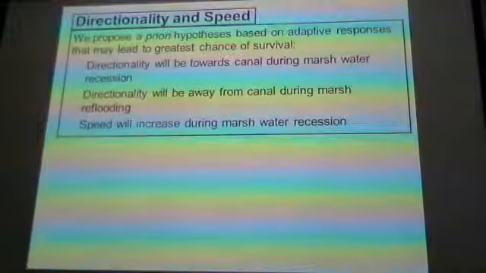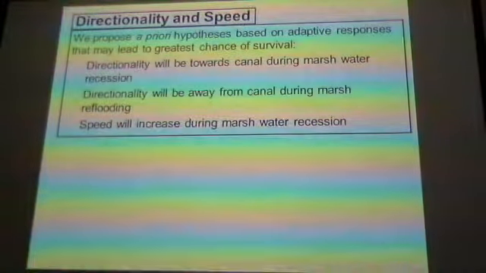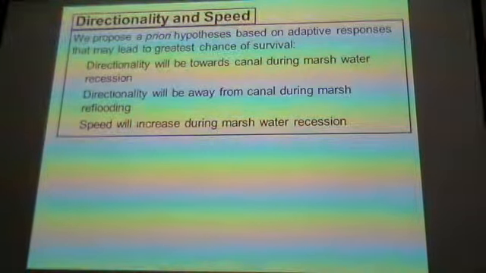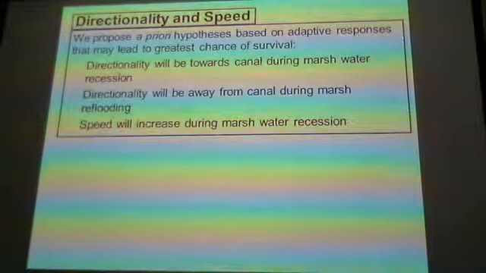And so we went into this with some a priori hypotheses. Because of the way that the canal was arrayed, it's very convenient that we can look at the directions as either towards or away from the canal.